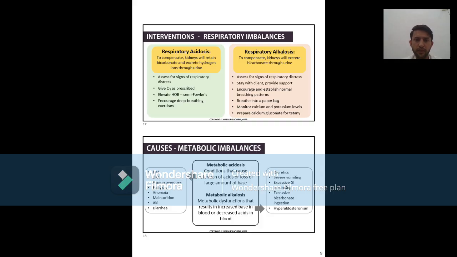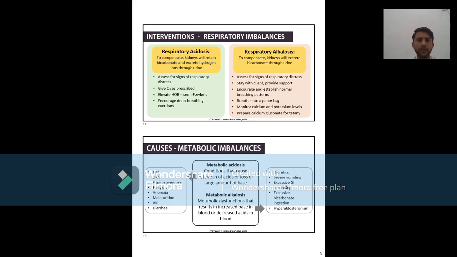The first condition, which causes metabolic alkalosis, is diuretics. Diuretics force the kidney to excrete a large amount of sodium, potassium, and chloride. This causes the remaining bicarbonate in the blood to become highly concentrated, while triggering the kidney to excrete acid in exchange for retaining sodium.